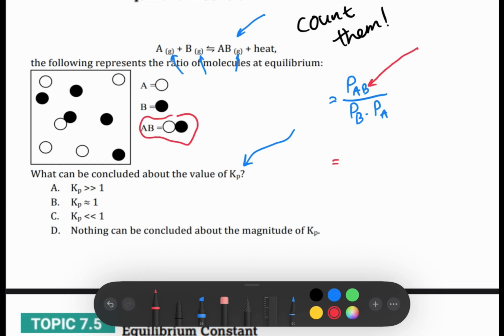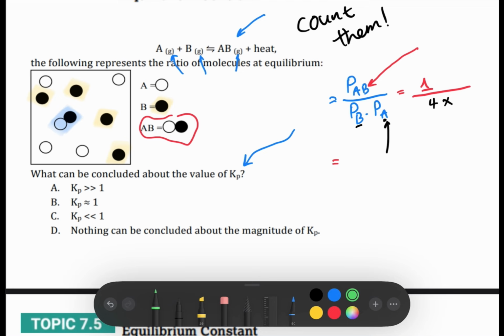How many particles of AB? I can see that I have only one particle of AB. And that's why I have to say, okay, it equals 1. And then you divide it over the particles of B and A. Let's count the B. 1, 2, 3, and 4. So we have 4 particles of B. And then you multiply them by the number of particles of A.